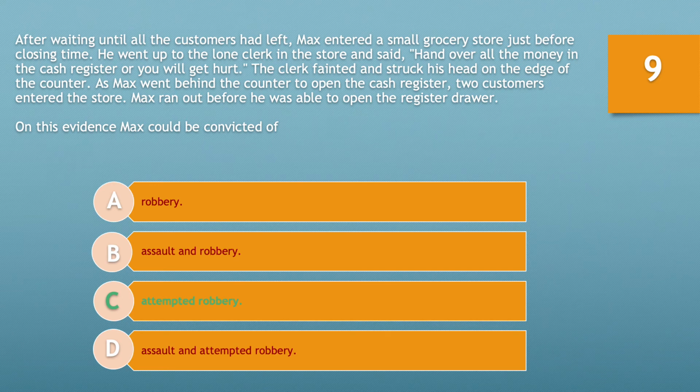In this case, Max entered the grocery store with the intent of taking the grocery store's money through the threat of immediate harm. Max likely committed assault when he said, "Hand over all the money in the cash register or you will get hurt," because he created a foreseeable apprehension that the clerk would be imminently hurt. Max ran out of the store before he could open the cash register to complete the robbery, so Max is likely guilty of attempted robbery. However, Max would not be convicted of assault because it will get merged into the greater offense of robbery. Therefore, on this evidence, Max could be convicted of attempted robbery.